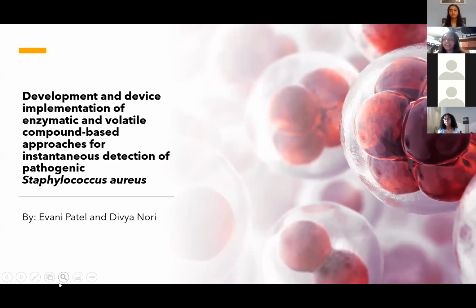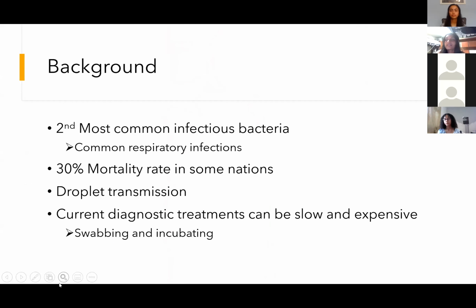Hello, everyone. Good afternoon. This past year, my partner and I have worked to develop a prototype of a 3D printed device that detects Staphylococcus aureus in patients in under 30 seconds using volatile organic compound metabolites and specific enzymes. S. aureus is a very common bacteria, and it is the second most common healthcare-associated infectious bacteria.